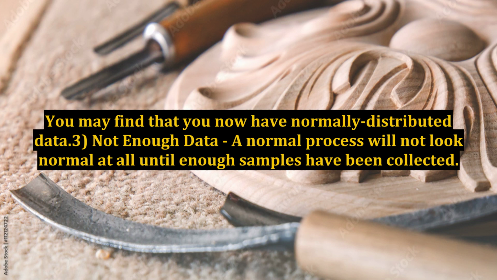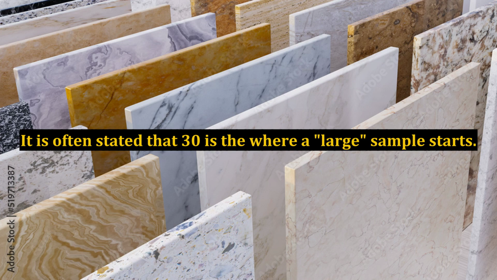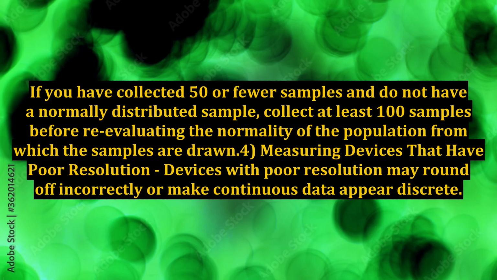Point 3. Not enough data. A normal process will not look normal at all until enough samples have been collected. It is often stated that 30 is where a large sample starts. If you have collected 50 or fewer samples and do not have a normally distributed sample, collect at least 100 samples before re-evaluating the normality of the population from which the samples are drawn.